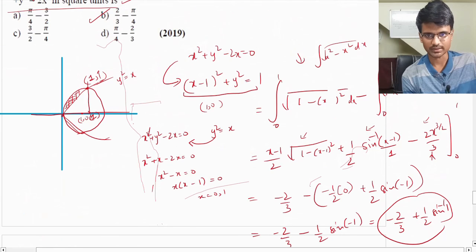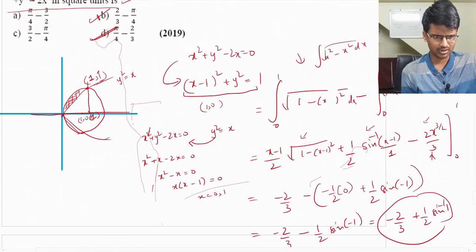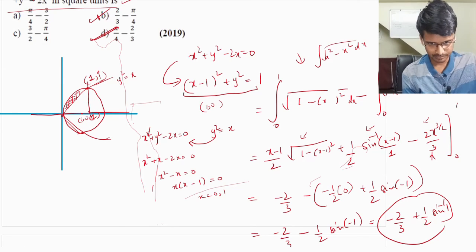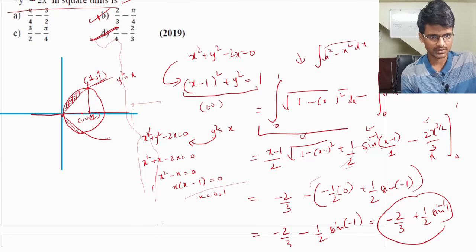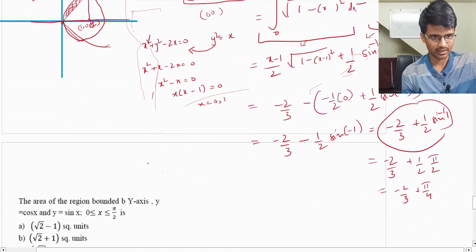No, so the correct answer is option D. I'm so sorry, guys. The correct answer is option D. So we have done nothing wrong here. First we found the circle minus the parabola, and that is how we solved it. I'm so sorry, guys. Here it is sine inverse of the quantity, not sine. It is the inverse trigonometric function here.